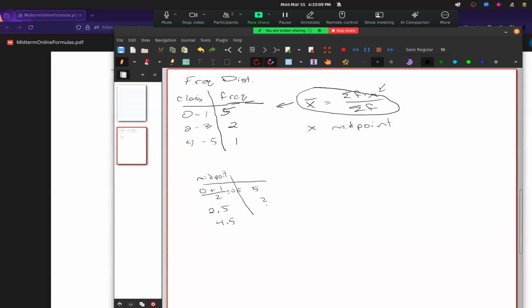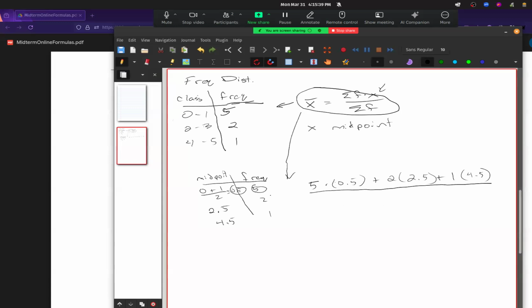But the frequencies are there. And so what you end up doing with this formula is you multiply the frequency times the midpoint. So on top, you'll have frequency times the midpoint plus the next frequency times the midpoint plus the next frequency times the midpoint. So however many there are, and then you divide all that by the sum of all the frequencies. So on the bottom it will just be 5 plus 2 plus 1.